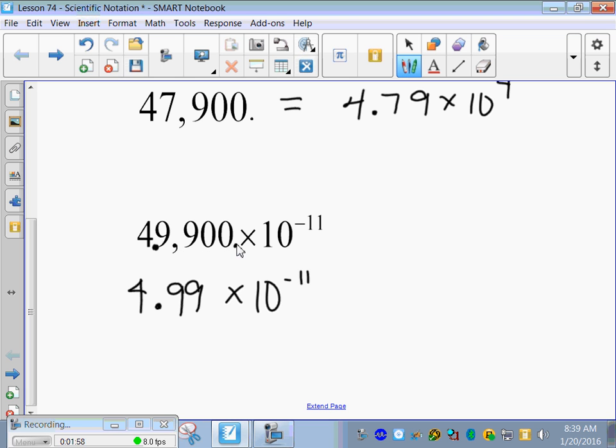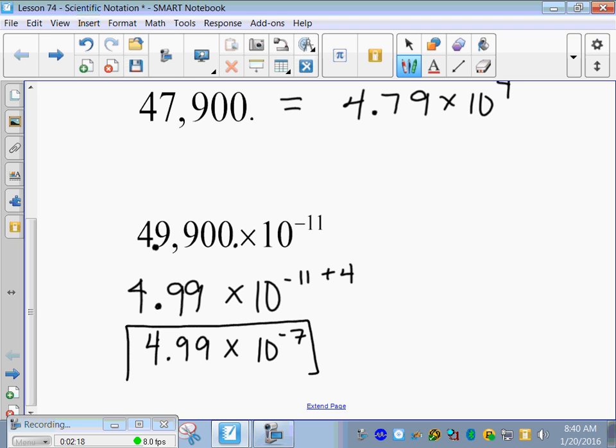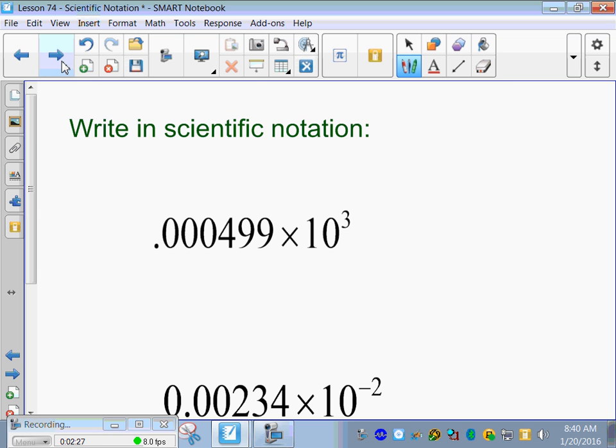Another 4, right? Okay, and if I moved it this way, we need a plus 4 in order to get it back to where it was before, to make those equal to each other. So that means my answer is 4.99 times 10 to the negative 7. Okay? Okay, so a plus 4. This is a big number. All right, let's try another one.